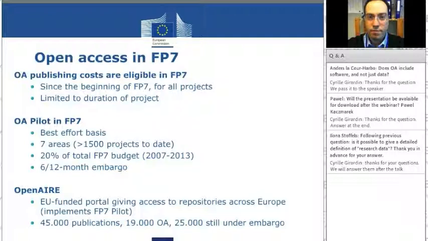They are also having a network of national help desks. So this is more for projects who want to know what open access is and how it works. And of course, we here in the Commission are limited in our staff. So for open access, people can contact the national help desks for more information.